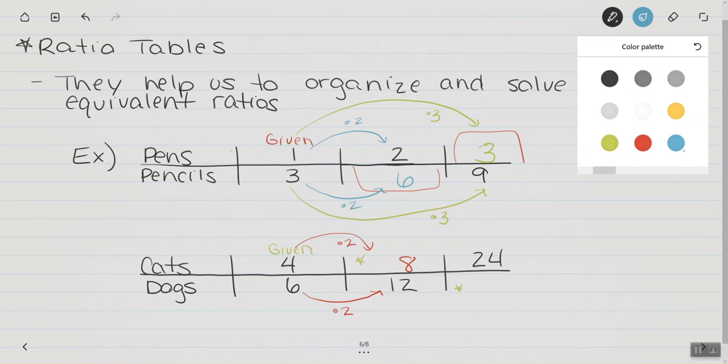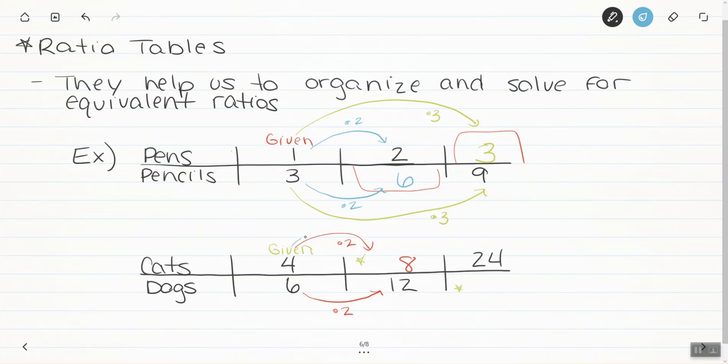And then to do the next one, I need to get from 4 to 24. Well, I know to get from 4 to 24, I'd have to multiply times 8. And whenever I do the top, I'm going to have to do the bottom. So times 8 here. And then 6 times 8 gives me 48. So you can see how you're filling in those tables. And they're just, like I said, used to organize your equivalent ratios.